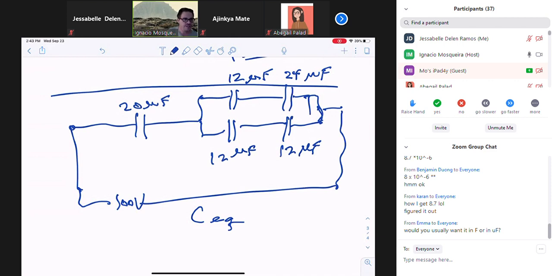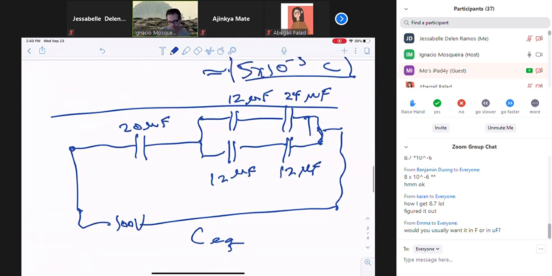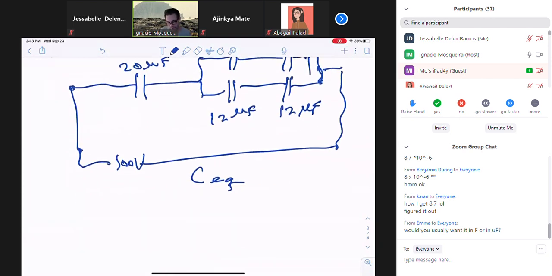Microfarads. Yeah, it's microfarads. So in the end, you don't have to put it everywhere, but when you get the answer, you should give the right units. So you add 8.2 times 10 to the negative 6 farads, or 8.2 microfarads, or whatever you like.